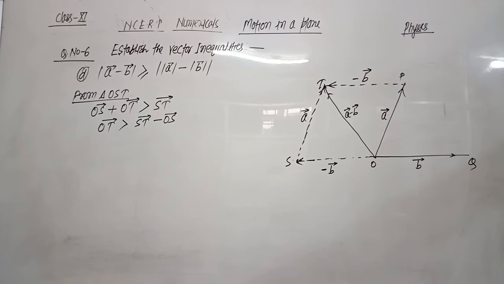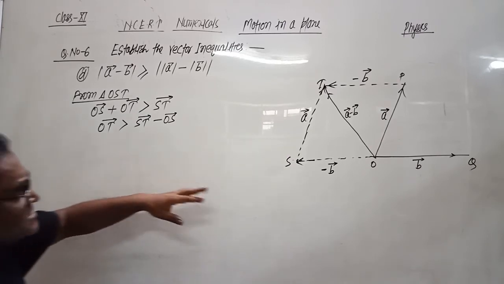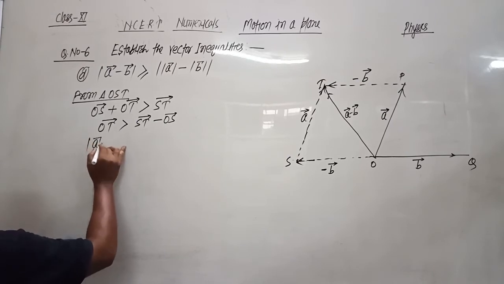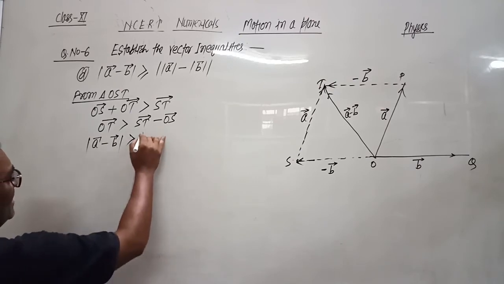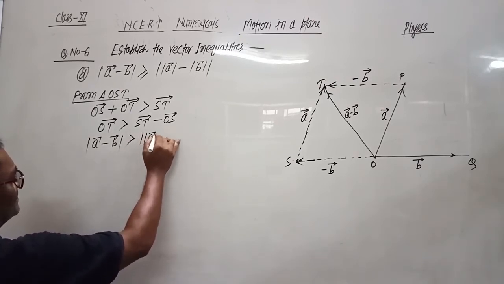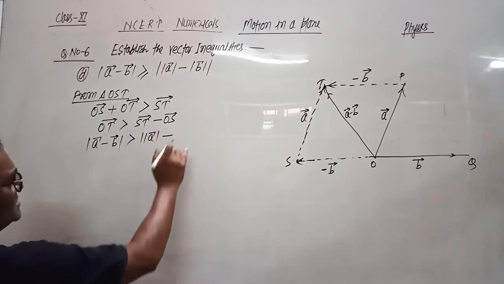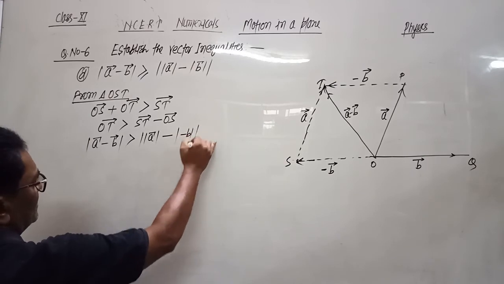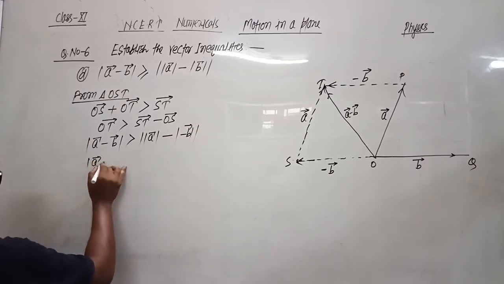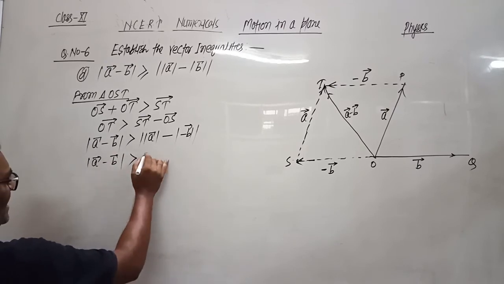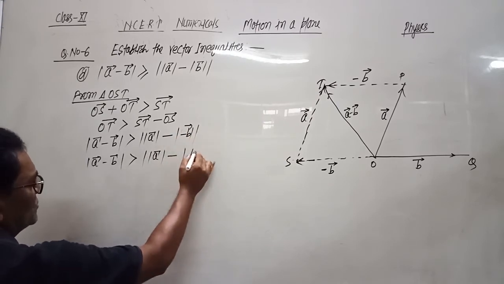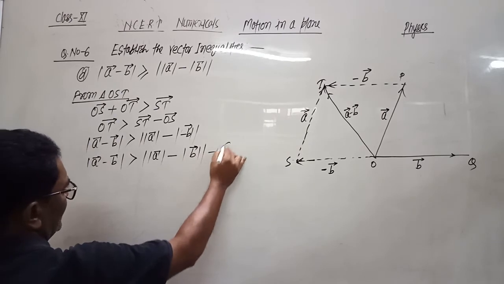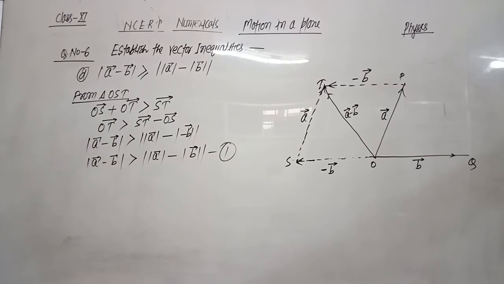OT vector is greater than ST minus OS, and OT vector is given by magnitude of vector A minus magnitude of vector B is greater than ST vector, which is given by magnitude of vector A minus OS vector, which is given by magnitude of minus B. It becomes magnitude of vector A minus vector B is greater than magnitude of vector A minus, this becomes plus because magnitude is always positive, vector B.